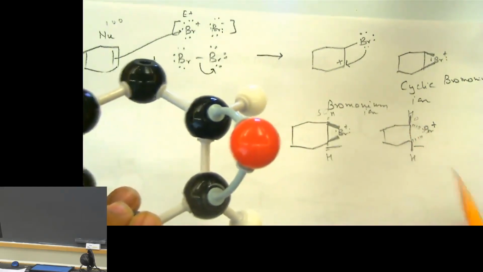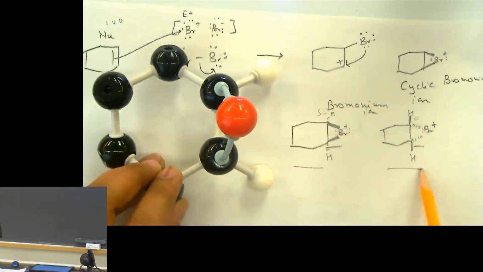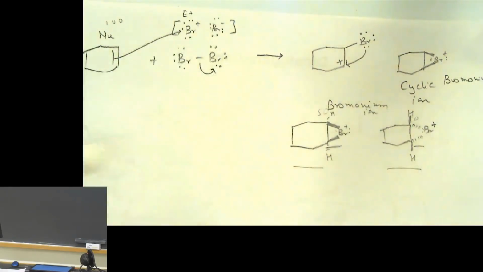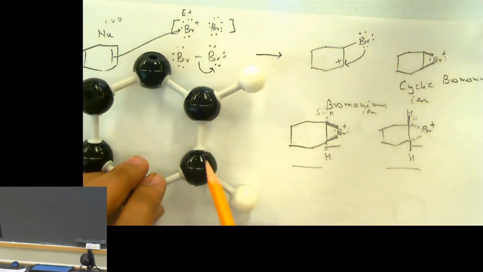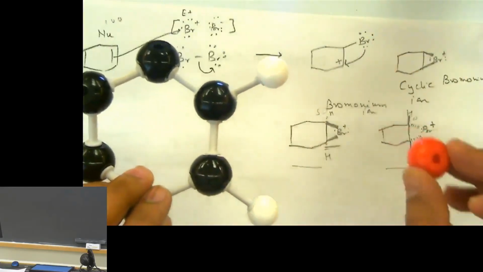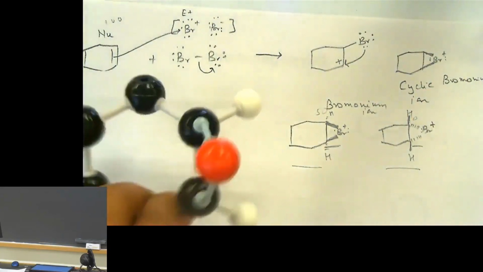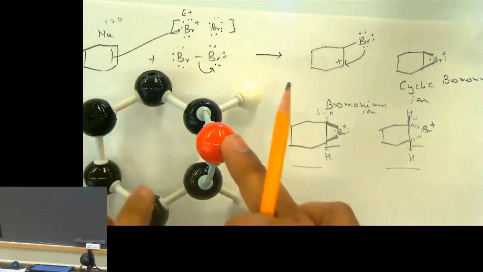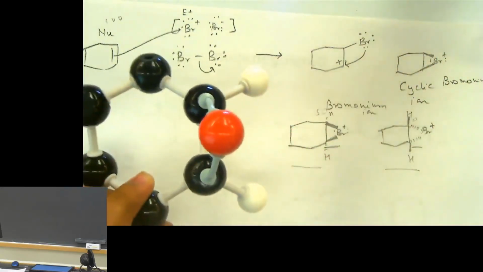Okay. And please keep in mind the reason for these two forming with equal probability is because of the reactant. The double bond is planar, so the attack can happen with equal probability from the top or from the bottom. All right. So this is your top cyclic bromonium ion. The red is the bromine. You can see the three-membered ring on the top, hydrogens at the bottom.